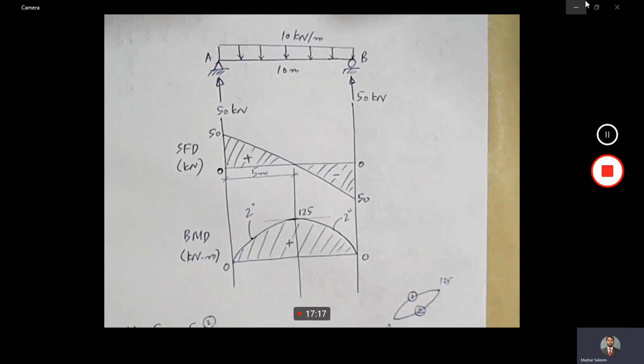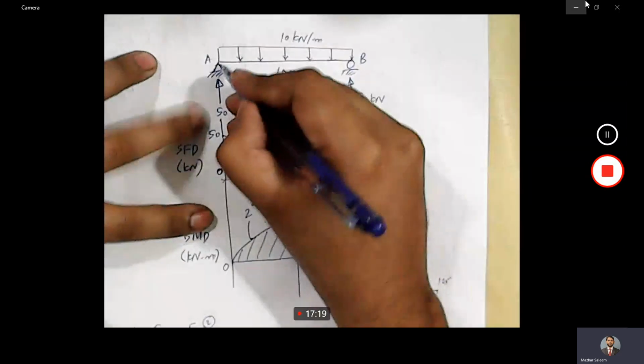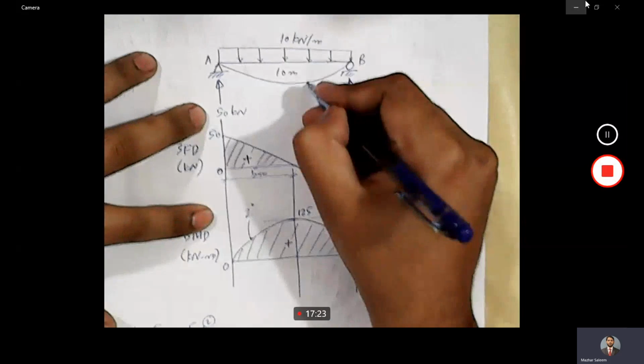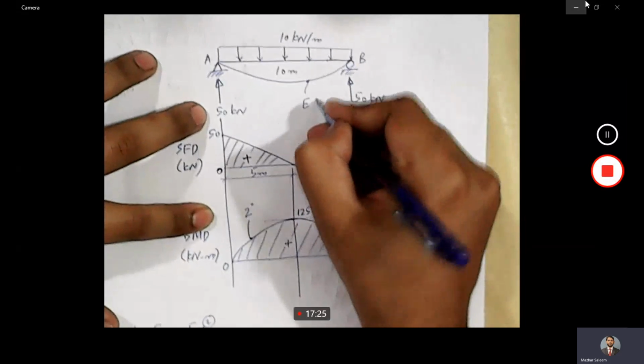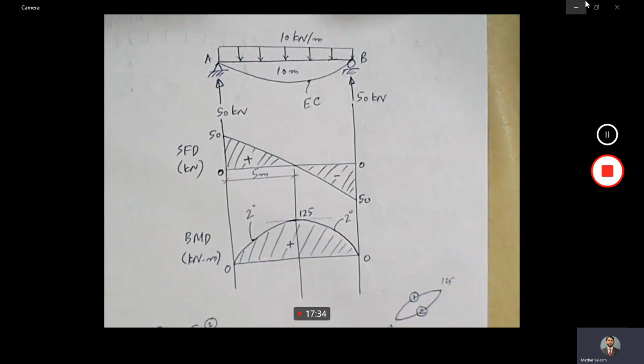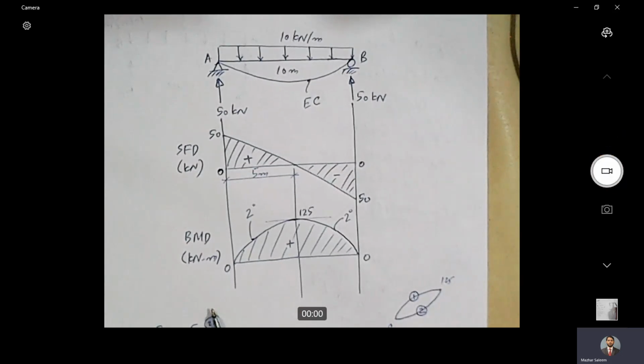And what is our convention? Positive means sagging. So the elastic curve will be something like this. This is the elastic curve. So this completes our problem. We have drawn shear force diagram, bending moment diagram, and elastic curve. So I will stop recording our session at this point.